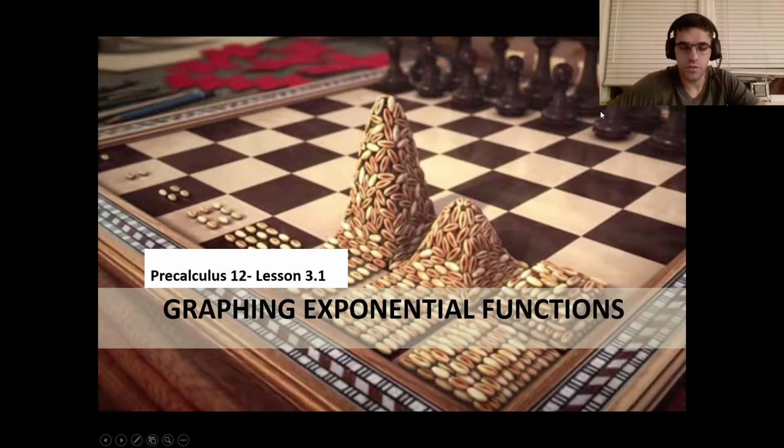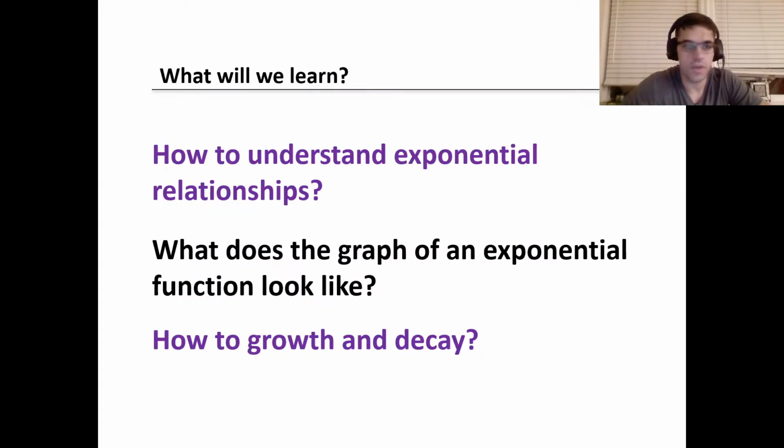So this is Unit 3, Lesson 1 of our Pre-Calc 12 class. The unit is called Exponential and Logarithmic Functions. Lesson 1 is called Graphing Exponential Functions. What we're going to learn in this video is how to understand exponential relationships, what the graph of an exponential function looks like, and how to tell if an exponential function is a growth function or a decay function.